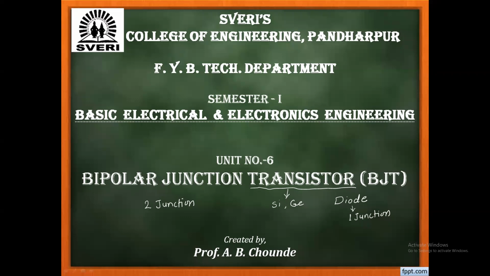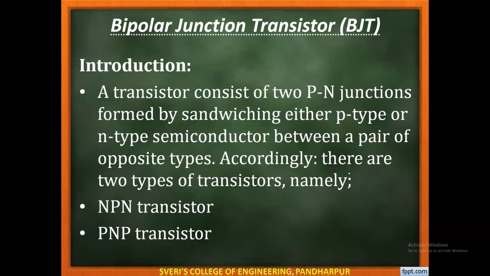And I think you are a little bit familiar with this transistor here. Okay. And today we are going to discuss the same thing. So let's start to discuss the basic theory about this BJT, bipolar junction transistor. Now you can try to read the introduction. A transistor consists of two PN junctions.